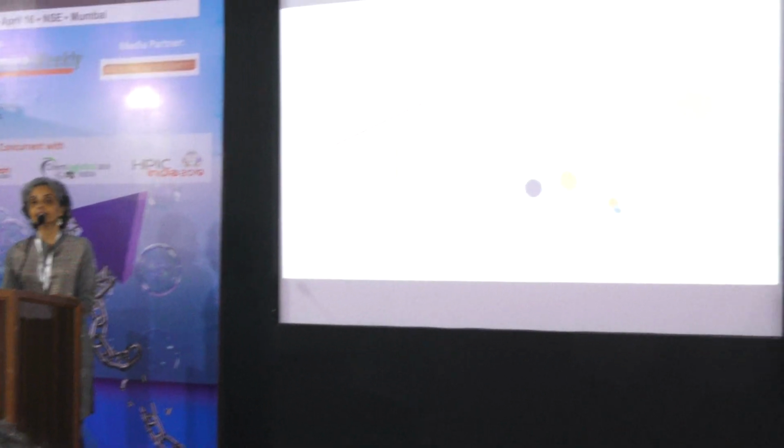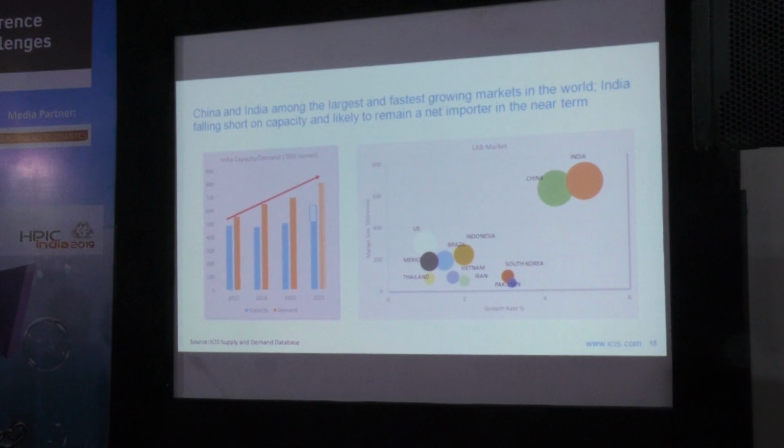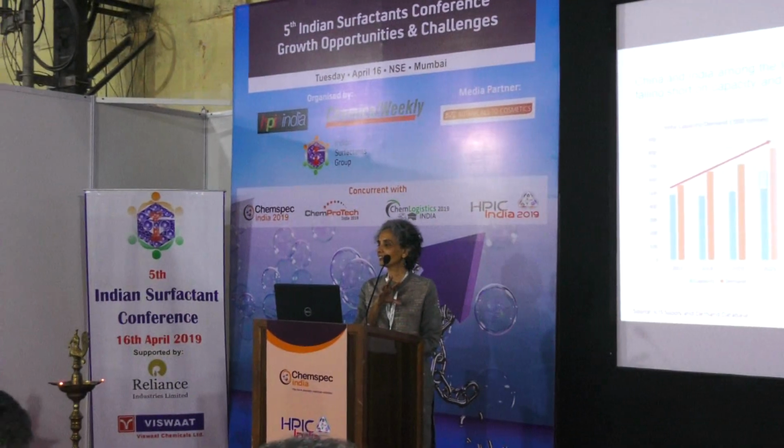So let's take a look at the market as a whole for LAB. Draw your attention first to the chart on the right, and what you have here is various countries plotted against their overall demand for LAB and their growth prospects for LAB. What's very clear here is the two largest markets, China and India, are also among the fastest growing markets. There are a few other countries which have faster growth rates, but on a very small base. So I think from our perspective, what's very important is China and India.